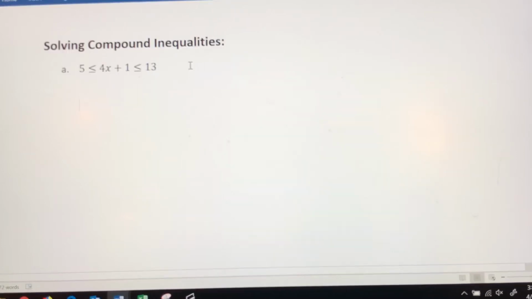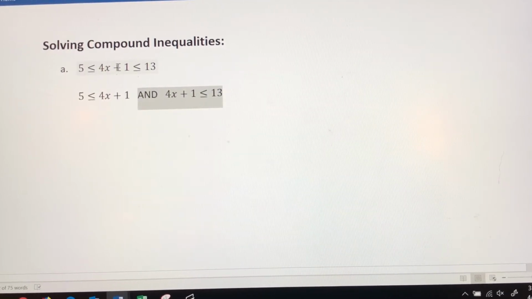First thing we want to do is deal with these two pieces first. 5 is less than or equal to 4x plus 1. And we want to look at the second two pieces now. 4x plus 1 is less than or equal to 13. We're going to solve each of those individually. So let's start here with this one.